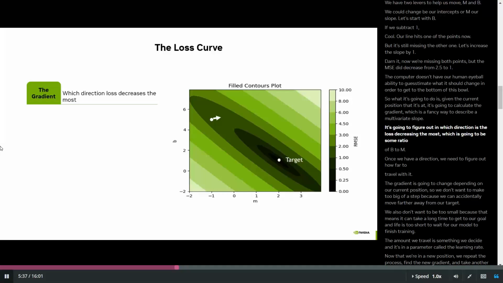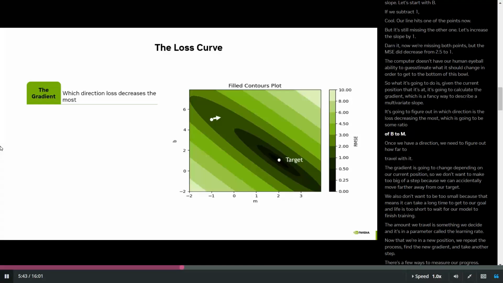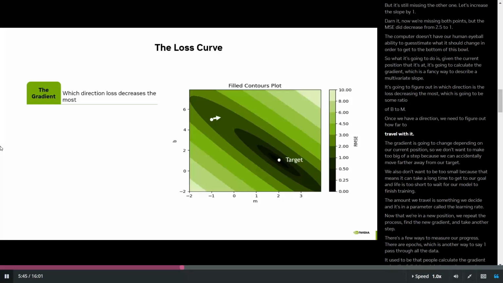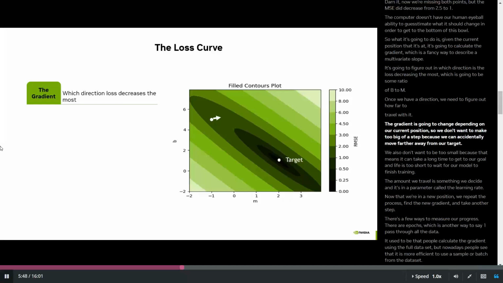It's going to figure out in which direction the loss is decreasing the most, which is going to be some ratio of b to m. Once we have a direction, we need to figure out how far to travel with it. The gradient is going to change depending on our current position, so we don't want to make too big of a step because we can accidentally move farther away from our target.